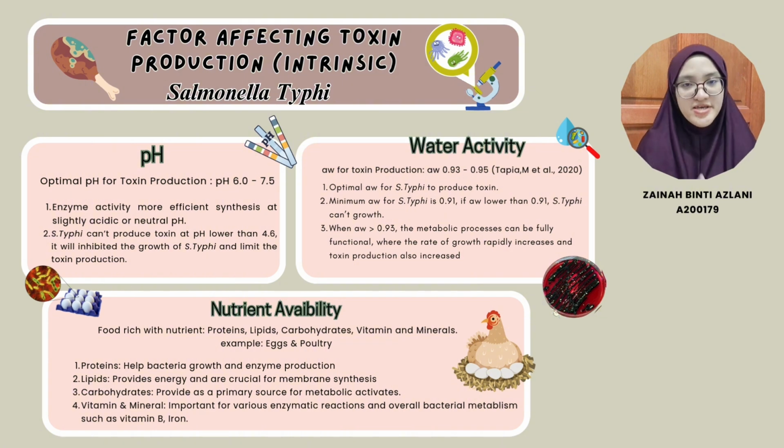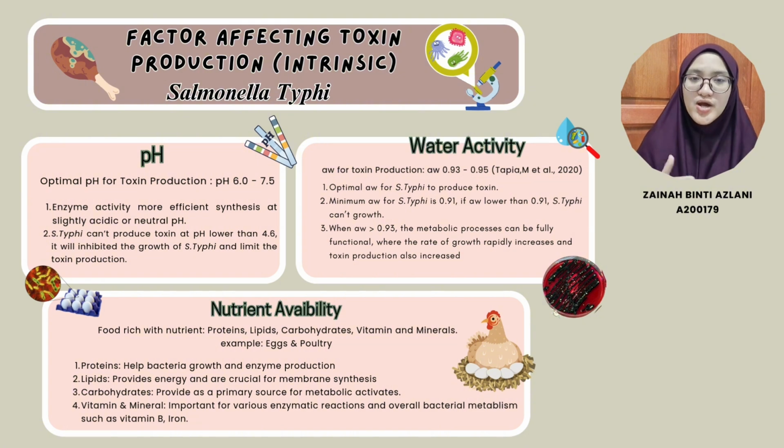Today I will talk about the factors affecting toxin production in Salmonella typhii. The first factor is pH. Salmonella typhii needs a pH of 6.0 to 7.5 to produce toxin. This is because it is the optimal pH where enzyme activity and synthesis are more efficient, at slightly acidic or neutral pH. At this pH, toxin production will be high. Also, Salmonella typhii cannot produce toxin if the pH is below 4.6.